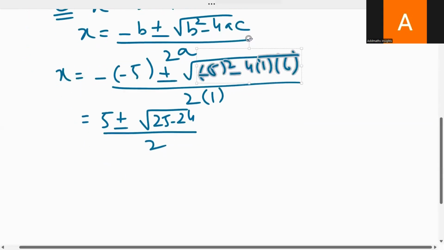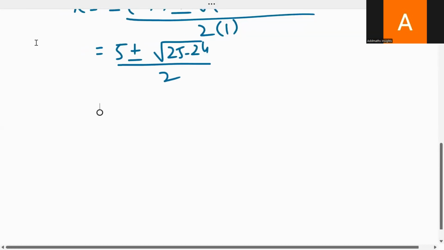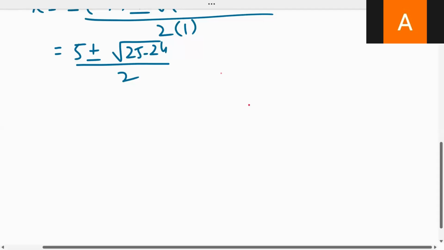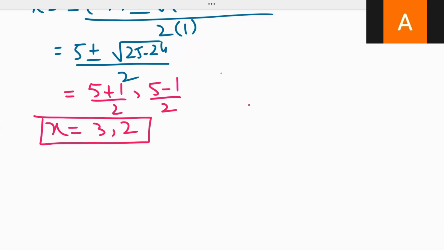So 25 minus 24 is 1, and square root of 1 is also 1. So we have now two roots. You can write 5 plus 1 by 2 as one value, and the other value is 5 minus 1 by 2. So 6 by 2 is 3, and 4 by 2 is 2. Now these two values are called roots of the equation. And when you observe, you see that these are real and unequal, or real and distinct.